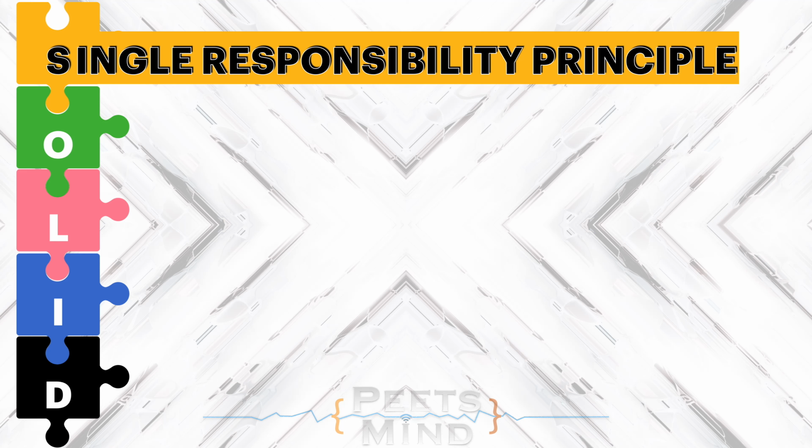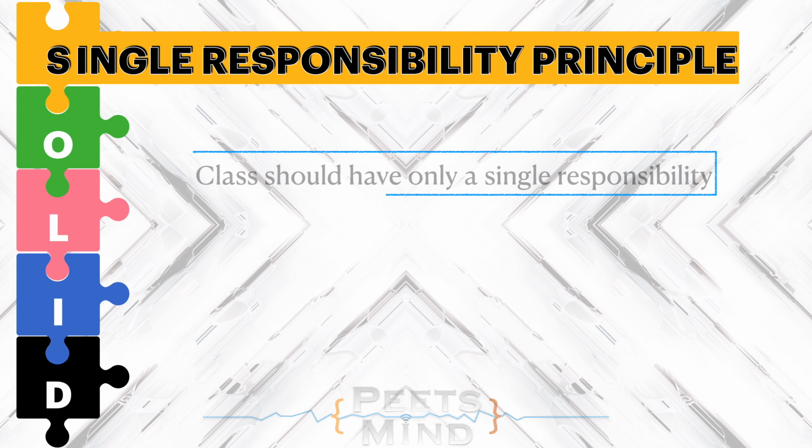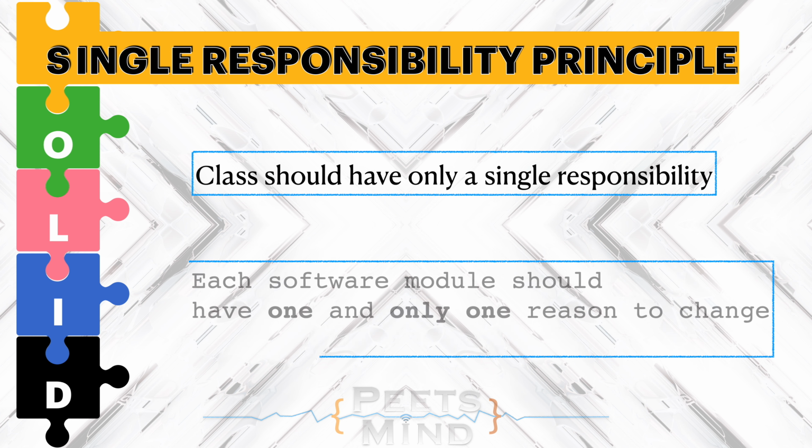Single responsibility principle is the first SOLID principle. It states that a class should have only a single responsibility, one single purpose. This principle is not limited to classes. It's also applicable for entire software modules. Another definition states that each software module should have one and only one reason to change.